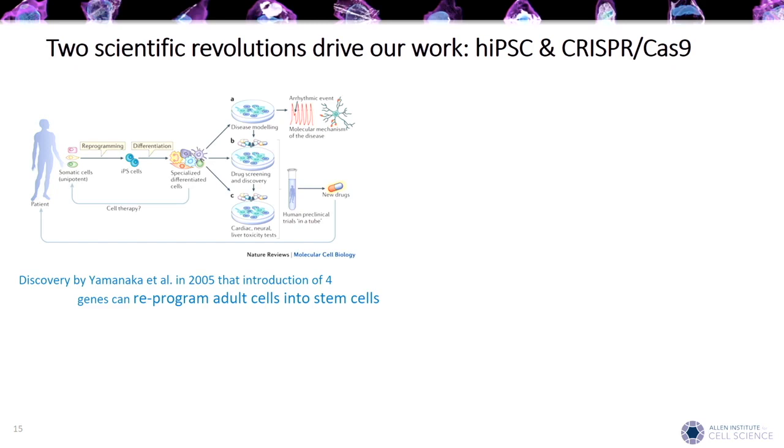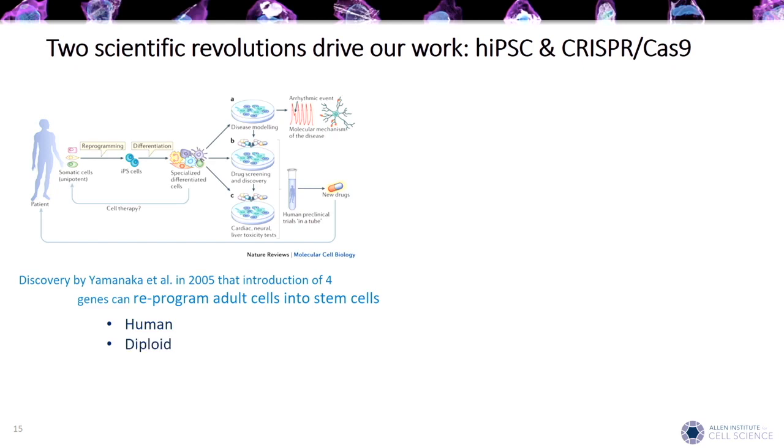These can then, in the lab, be differentiated into many different cell types, which can then be used for a variety of applications, from studying disease, drug discovery, et cetera. Additionally, if you get cells from a healthy adult donor, you can use them to study healthy, normal human cells, which is what we're doing.